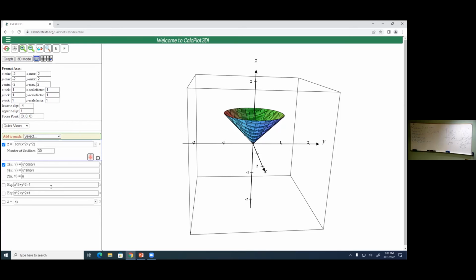Questions about this first example? Like I said, we're done with this part. I just wanted to give you an idea of where that formula came from.